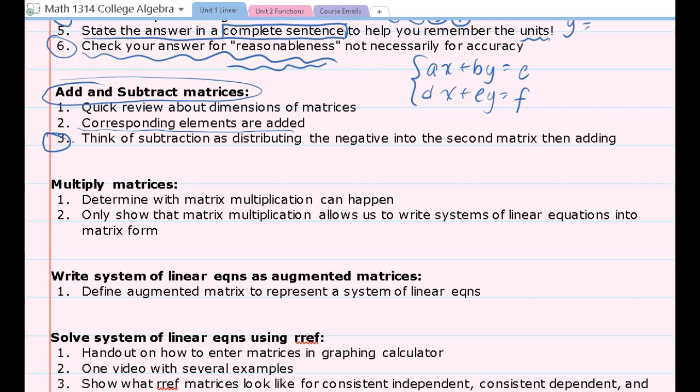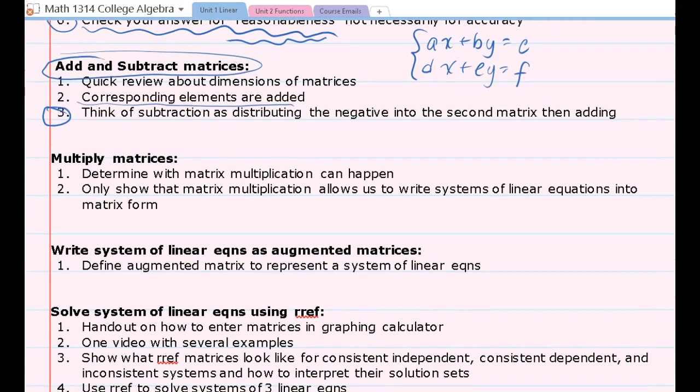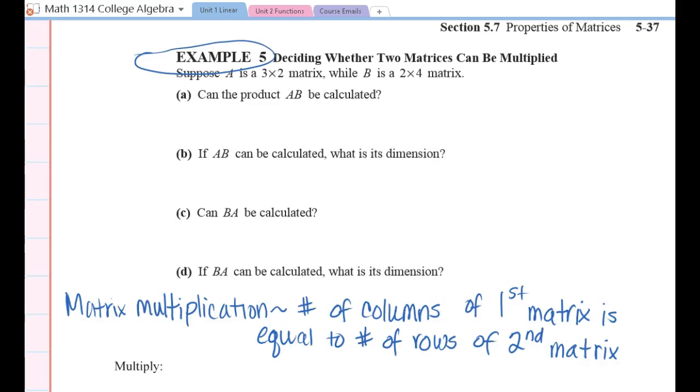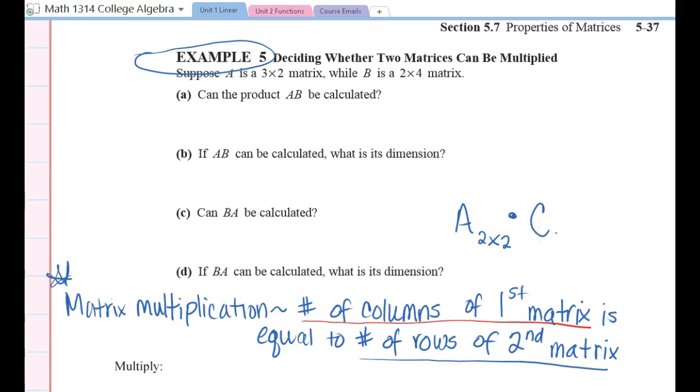So we're going to go on to multiplying matrices, and again I'm going to show you some information about that. The one big thing you need to know about matrix multiplication is that the number of columns of the first matrix has to equal the number of rows of the second matrix. So in other words, if I had matrix A, and matrix A is a 2 by 2 matrix, then when I multiply it times some other matrix, I'm going to call it C, and that matrix is a 2 by 1 matrix, then the answer is yes, I can multiply them because these two are equal to each other.